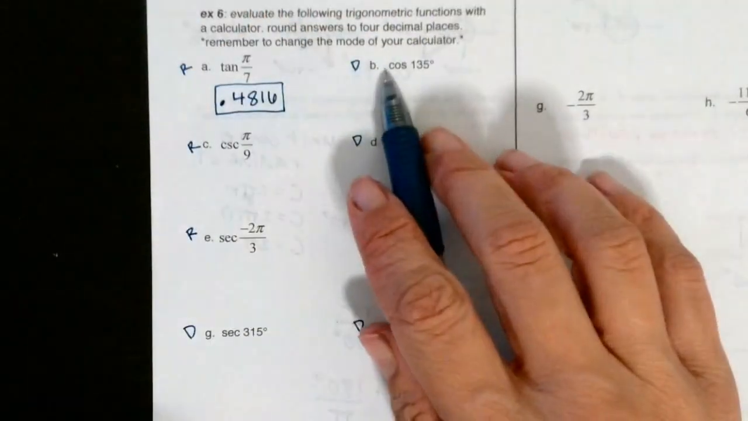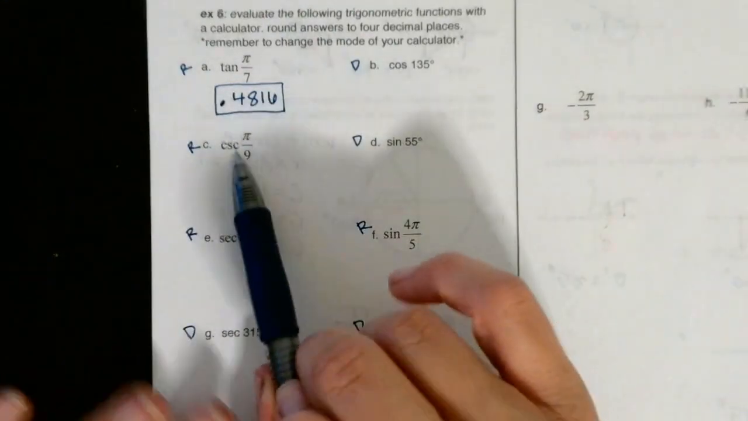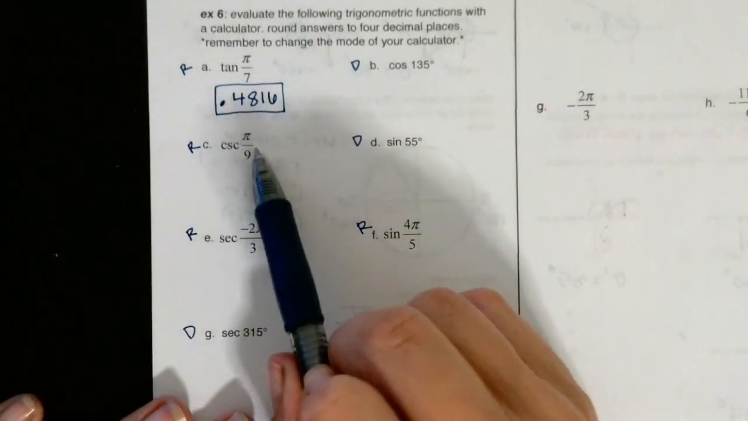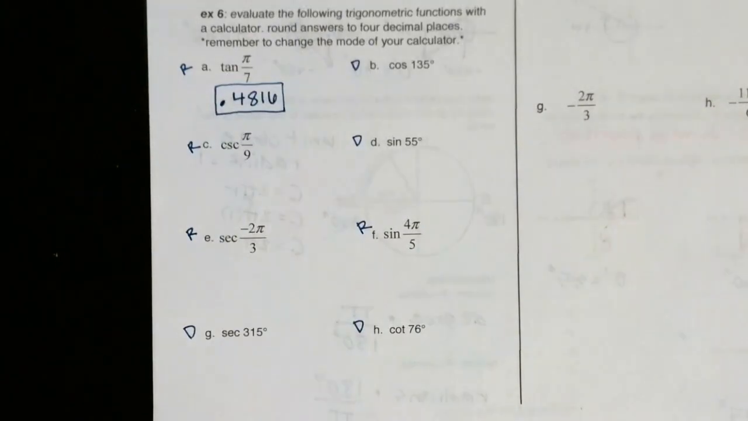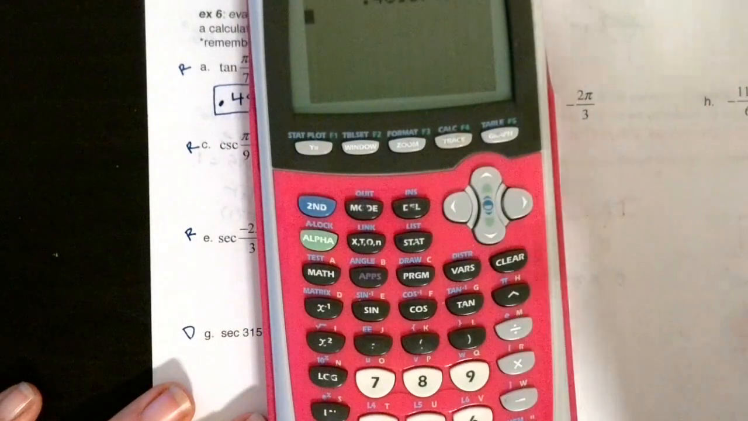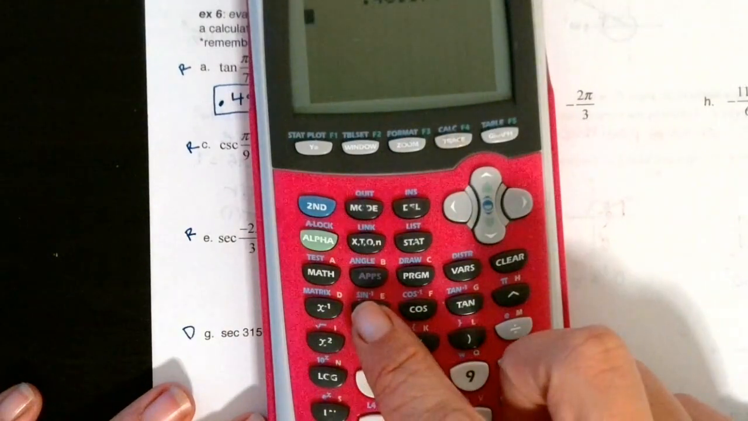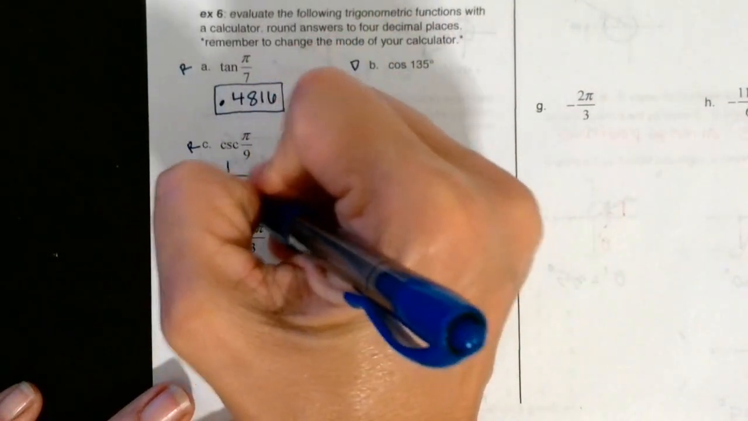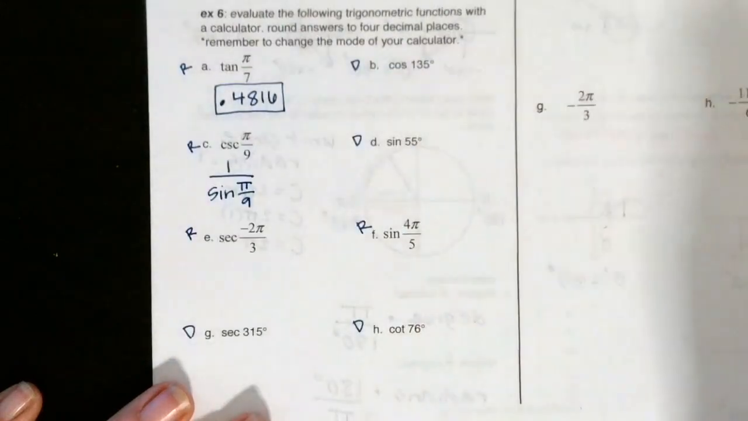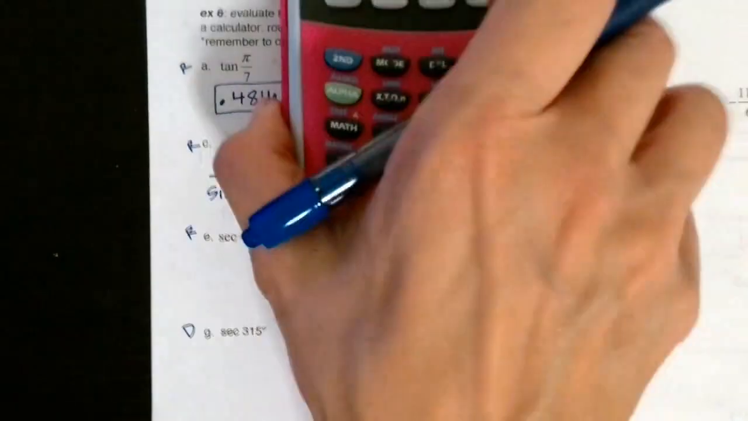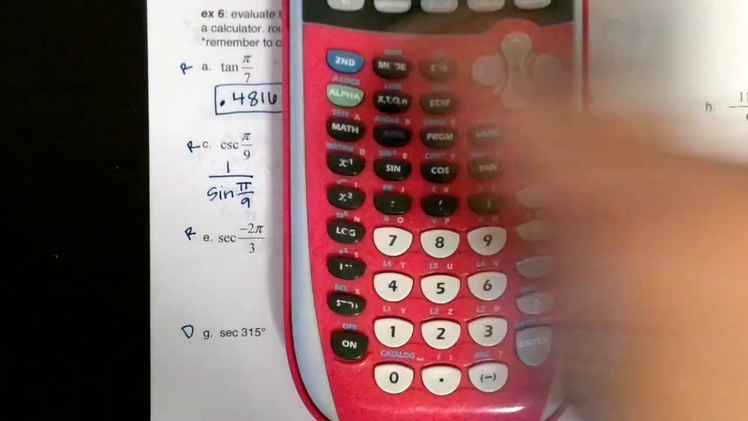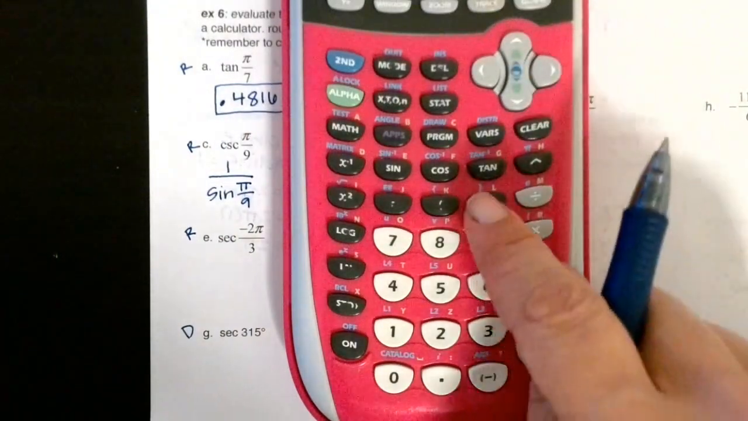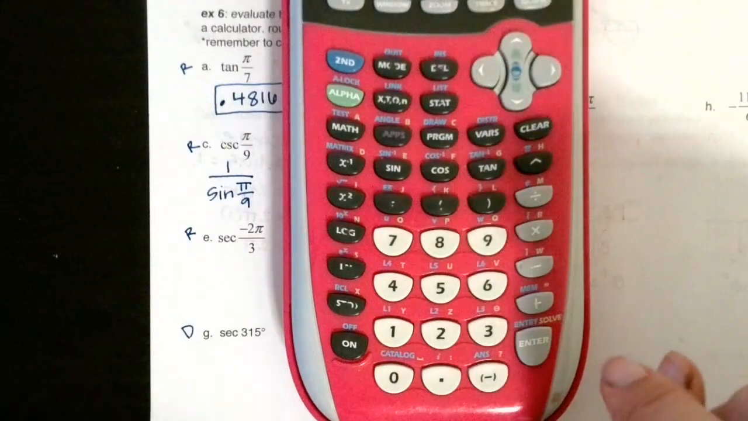I'm going to skip B because that one's in degrees, and then I go to this one right here which says cosecant of pi over 9. Now, cosecant button is not on your calculator. This inverse sine button, sine to the -1, is not cosecant. So what we're actually going to do is take the reciprocal of sine. So if we put it over 1, that gives us the reciprocal. So I'm going to do 1 divided by the sine of pi divided by 9. And I get 2.9238.